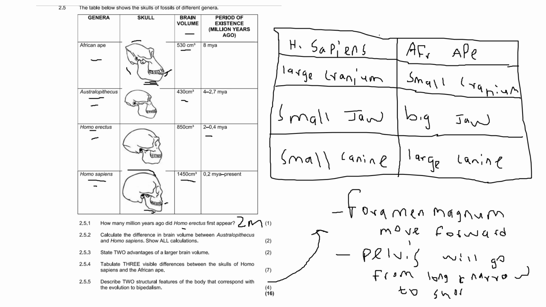So those are the two points which will help you guys. Short and wide. Those are the two points that will cause us to become bipedal. And also the spine will go from C-shaped to become S-shaped. That will be the third point. So those will be the three features that we're going to have.